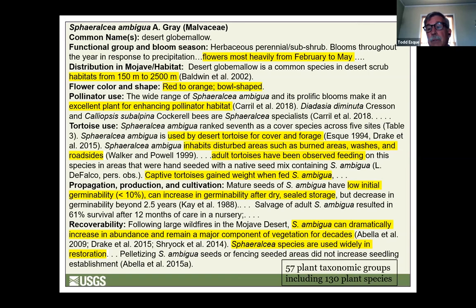I'm finding a growing number of websites, independently run websites, that have different pieces of this information. And the BLM has actually been discussing very recently making a live website that could be added to so that it would be alive rather than just being set in the printed form. In the end, there were 57 taxonomic groups because we lumped groups like the Lyciums and things like that, including 130 plant species that have been included with a fair amount of detail, all the detail that we could find for these species on these topics.